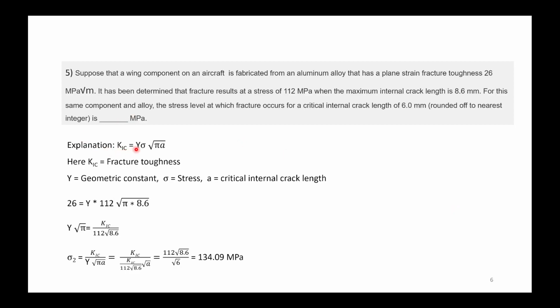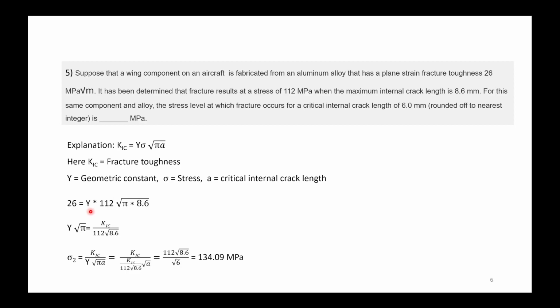Now you know the formula for fracture toughness. So KIC equals Y sigma root pi A. In this case, Y is your geometric constant, sigma is your applied stress, and A is your critical internal crack length. Now the crack length is given, your initial fracture stress is given, and the final you have to calculate. You can simply divide this formula by itself, taking K2, Y2, sigma 2 and A2, or you can get the value of Y root pi.